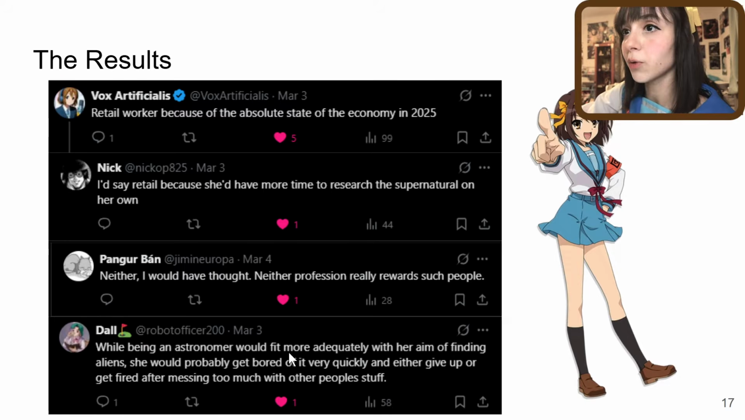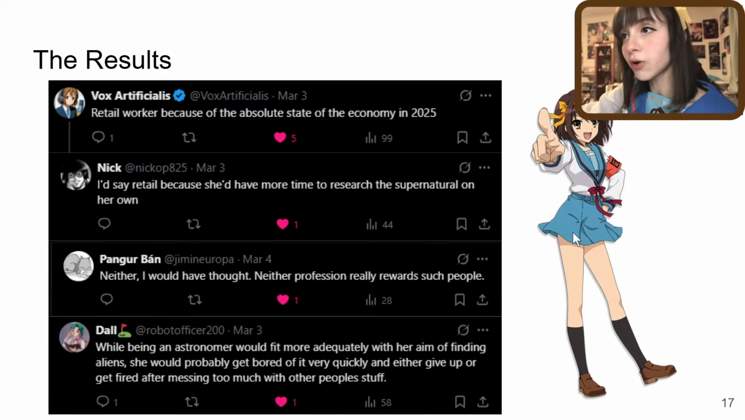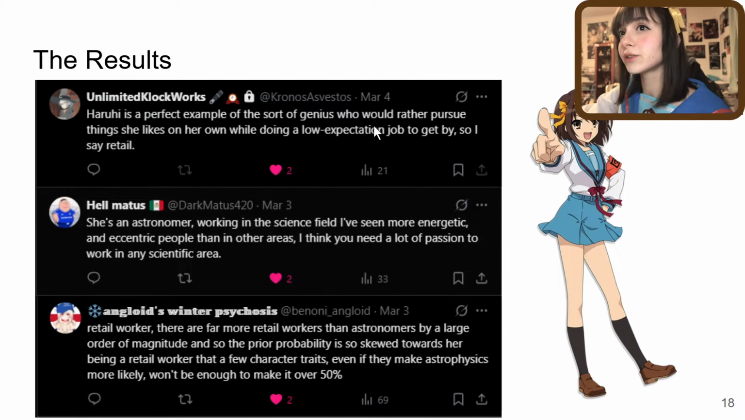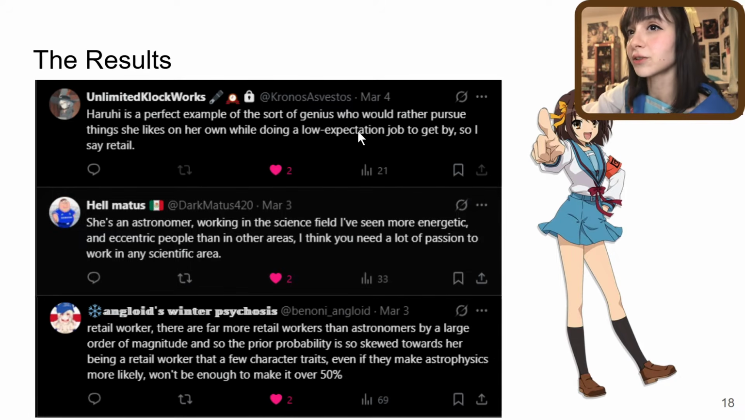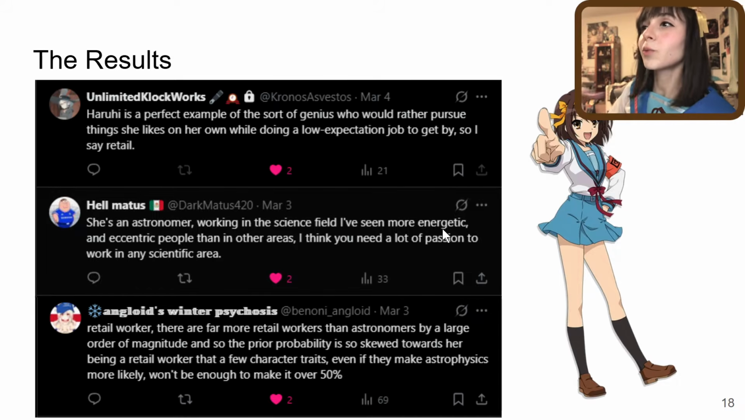Then others said astronomer would be more adequate because she really likes aliens, but she would get bored pretty quickly and maybe give up. So a lot of people really focused on just her as a person. She's a perfect example of a genius who would rather pursue things that she likes on her own. She would be an astronomer working in science because of her qualities. So I feel like people really took in the qualities.